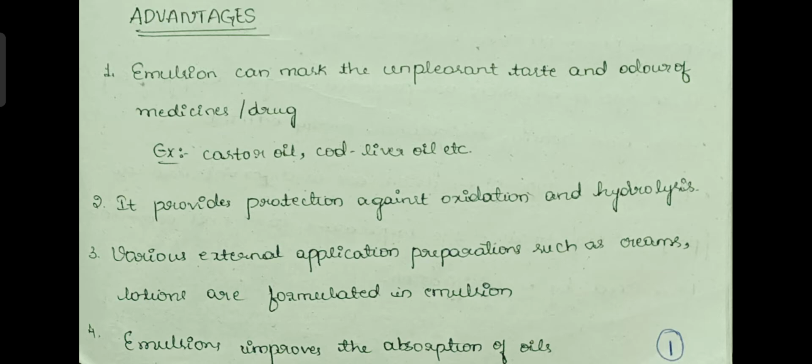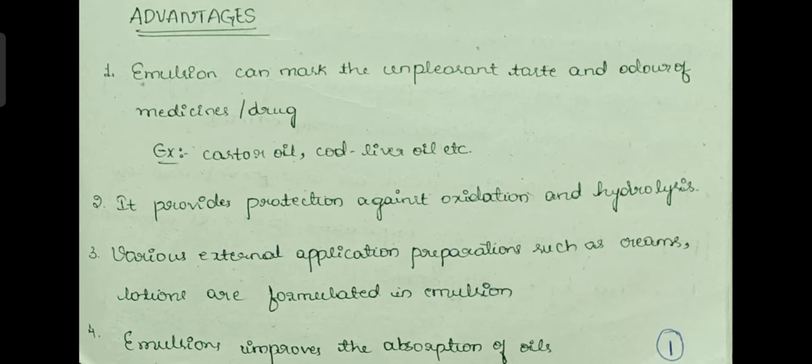Advantages of emulsion. Even though we have a number of dosage forms such as suspension, tablets, capsules, ointments, gels, inhalations, etc., why do we prepare emulsion? The reason is that emulsion can mask the unpleasant taste and odor of the medicine, for example castor oil and cod liver oil. It provides protection against oxidation and hydrolysis. Some dosage forms get oxidized or hydrolyzed when they come in contact with GI fluid. Hence, we can prepare emulsion to overcome oxidation as well as hydrolysis.